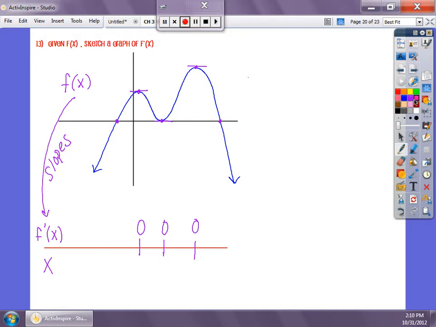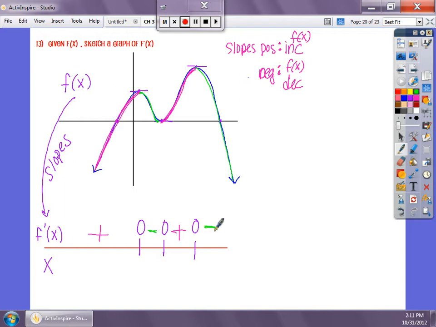Now, I'm going to ask myself, where are the slopes positive? Slopes positive looks like an increasing f of x. And then slopes negative would be where f of x decreases. So here it increases, and here it increases. That would be where my slopes are positive. My slopes are negative when the function decreases. That's here and here. So that would be negative here and negative here.